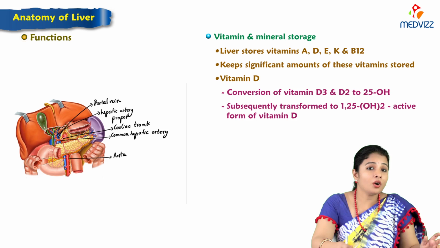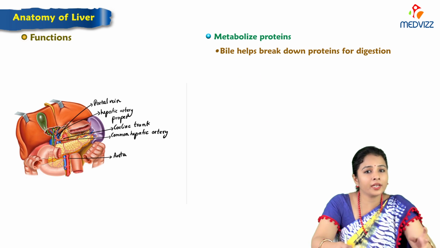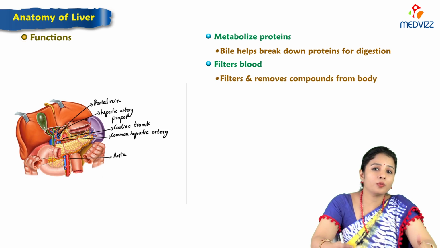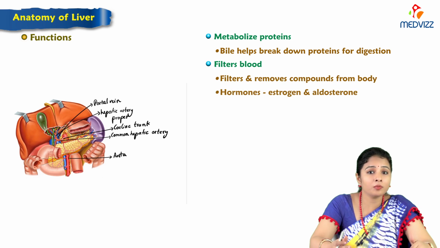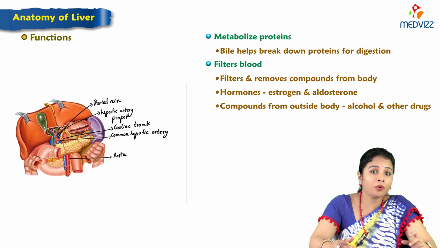And liver also helps to metabolize proteins. So bile helps to break down the proteins for digestion. And liver is the main filter. So it filters the blood and removes compounds from the body, including hormones such as estrogen and aldosterone, and compounds from outside the body, including alcohol and other drugs.